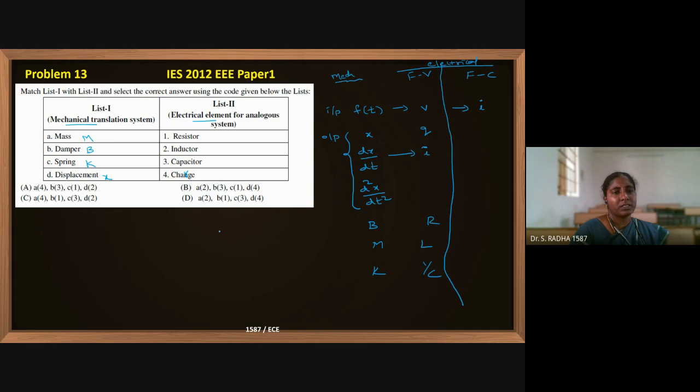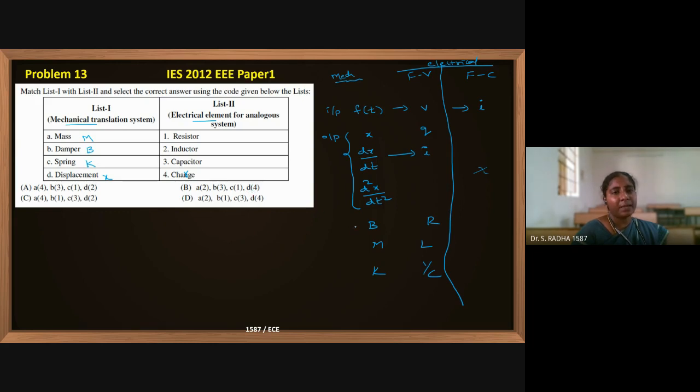Match the following. X is nothing but charge. It is satisfied in force voltage analogy. So we need not go for force current analogy. It is getting satisfied. Then for B, M, K, D can be replaced with 4. So either option B or option D will be the correct answer, because X is equal to 4, that is satisfied.